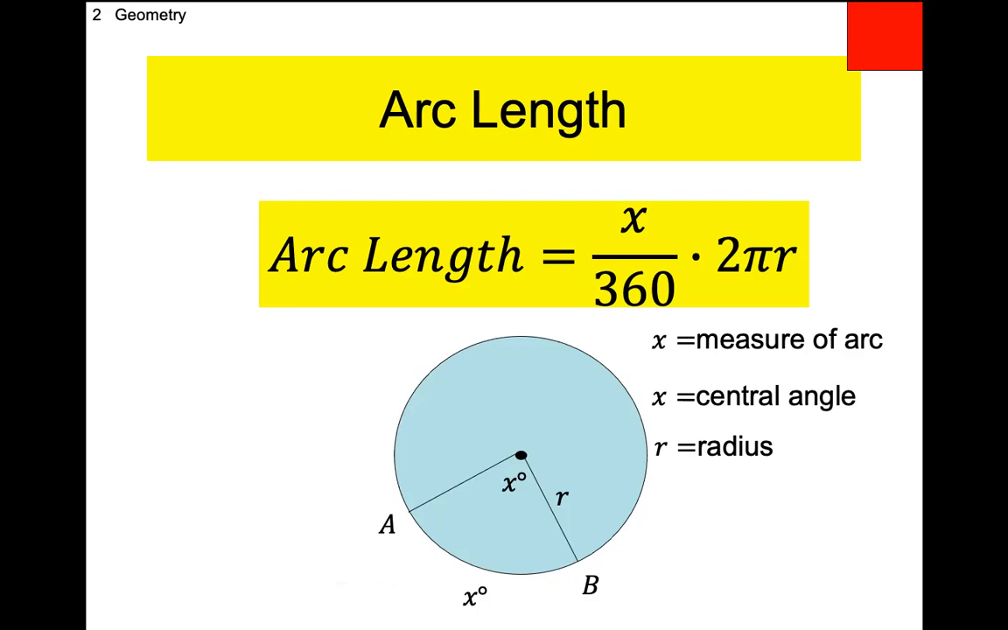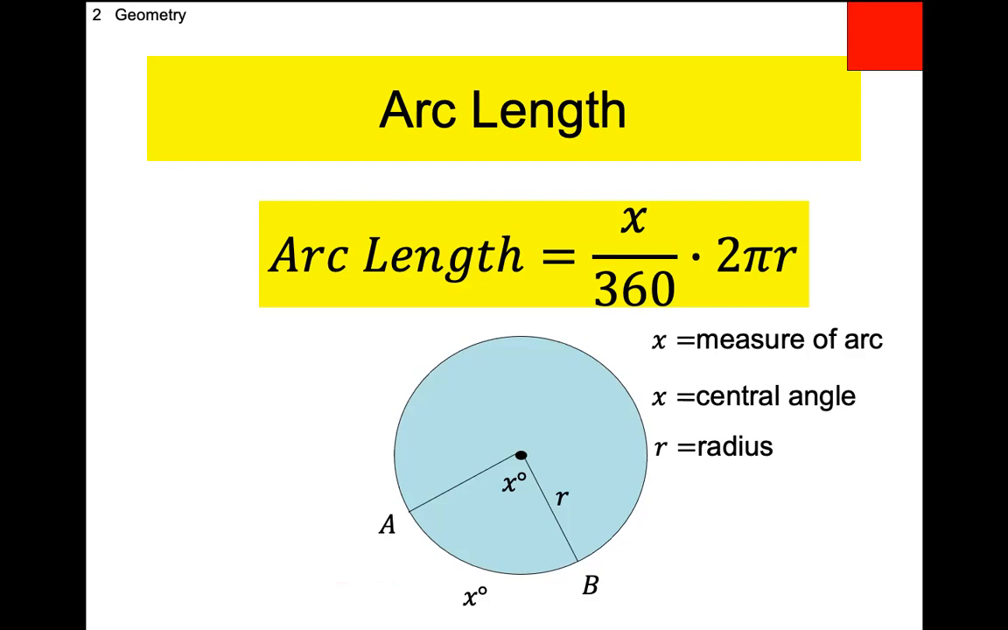So it's x over 360, where x is the measure of the arc or the central angle. Either one, by the way, remember those two are equal to each other. The central angle and the measure of the arc are the same thing. Sometimes they might give you this x, I'm pointing to the bottom x. Sometimes they might give you the central angle. Those two are exactly the same.